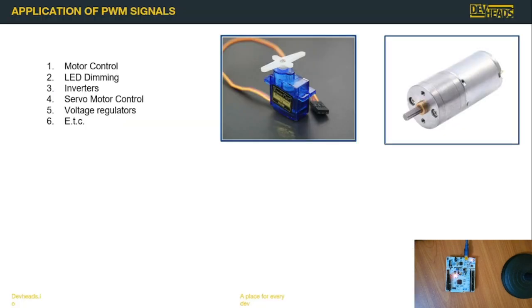The applications of the PWM signal range from motor control, where we can use this to control the speed of the motors. We can also achieve LED dimming. These signals are used in inverter designs. We can also control the servo motor, and they are used in voltage regulators like the buck and the boost converters, and so many other important applications.